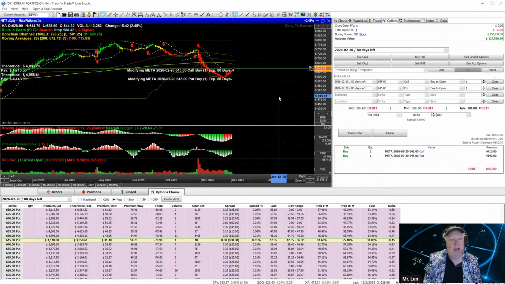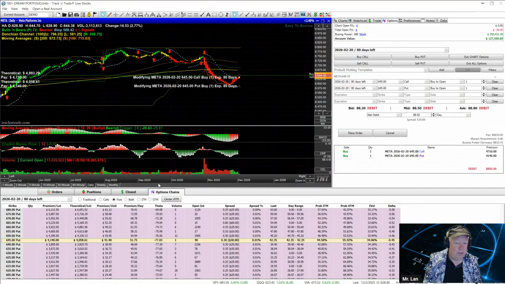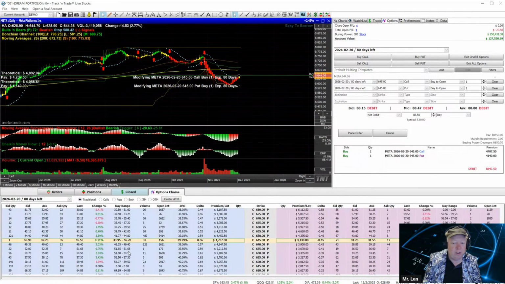Now, how do you make money with that? Well, these are pretty expensive because Meta is really expensive. It's a $644 per share stock. So this is expensive, 80 days out. That's $4,000 for the call, $4,000 for the put. This might be a time where we go to the traditional, and you can see we got a put and a call, one on each side. See that down here? We got one at the $645 strike price. So we got one at 4,000 and we got one at 4,000 over here. 4,700 for the call, 4,100 for the put.